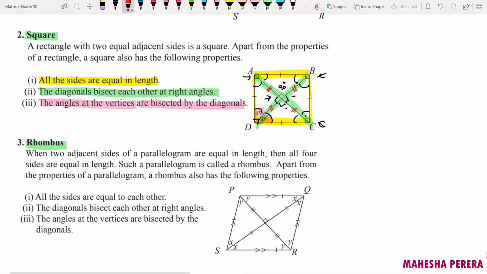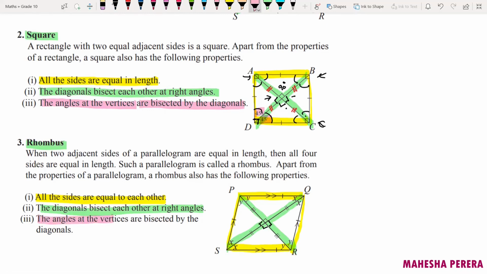Right, now when you take the rhombus, all the sides are equal to each other, like our square, right? So these sides are equal in length, okay? And then the diagonals bisect each other at right angles, just like the square. So this is one of the diagonals, this is the other diagonal, and they bisect each other at right angles. So here 90 degrees, here and here 90 degrees, right?